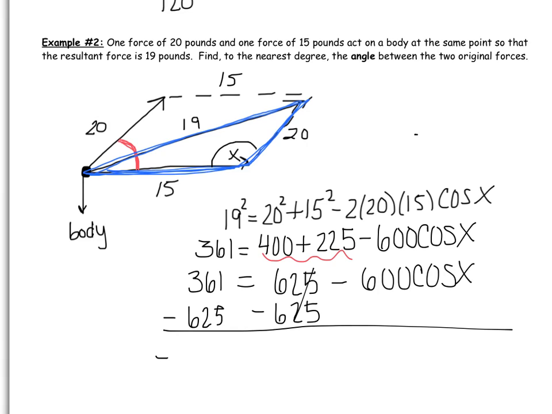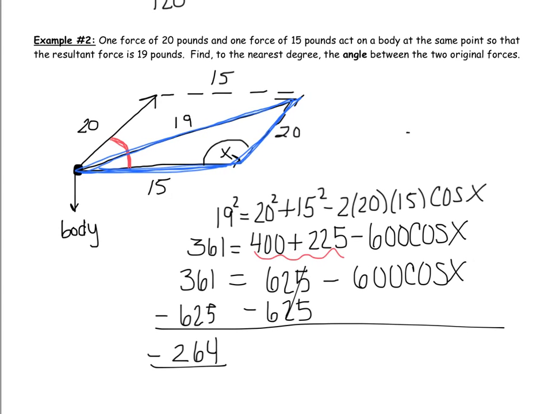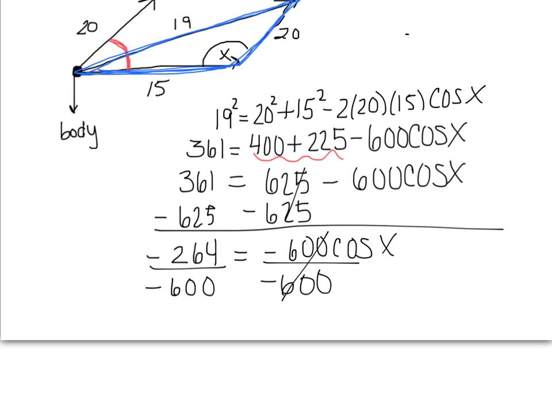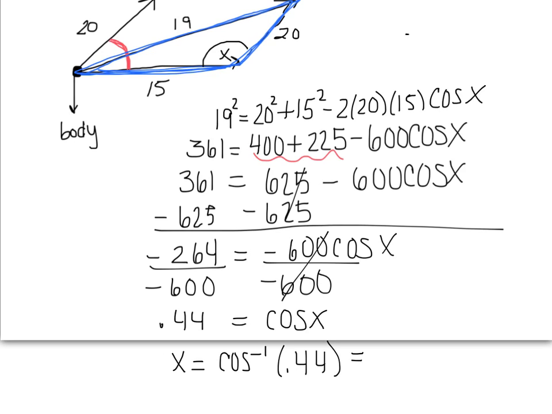You'll get negative 264 equals negative 600 cos x, divided by negative 600. You should get that cosine of x is equal to 0.44. And remember, to find x, you do the inverse of cos. So second cos, second answer, and you get 64 degrees.